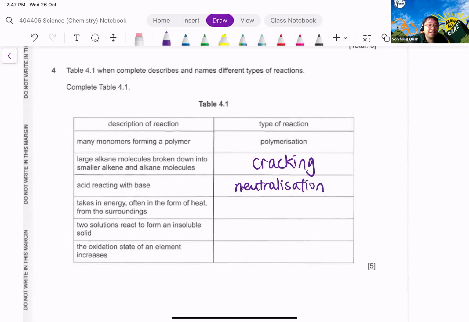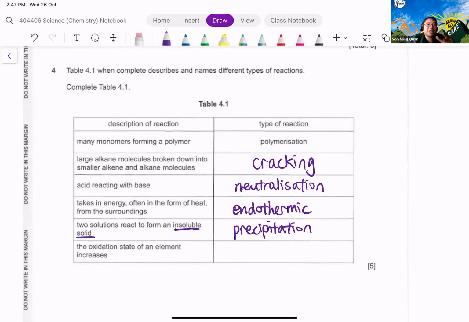Next, takes in energy from surroundings. Energy changes, take in internal, endothermic. Next, two solutions react to form an insoluble solid. Keyword, right? Insoluble solid, keyword. Forming insoluble solid, that's called precipitation.